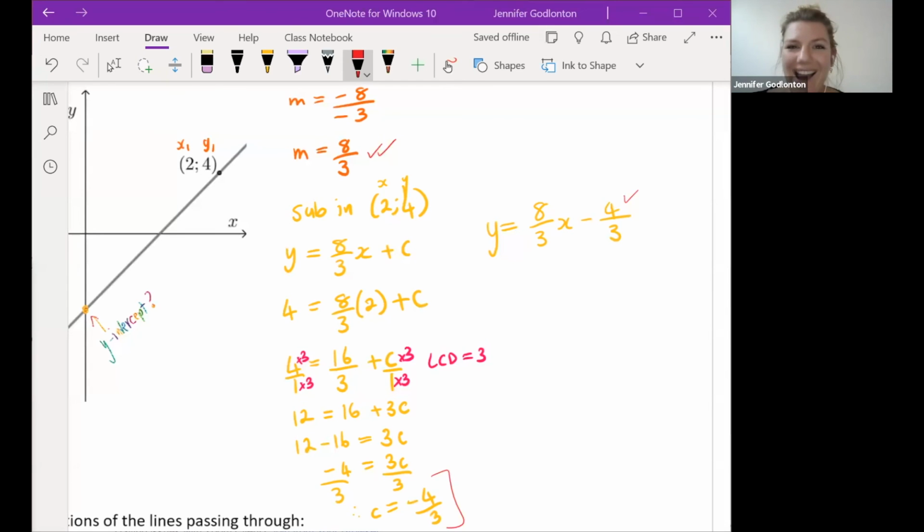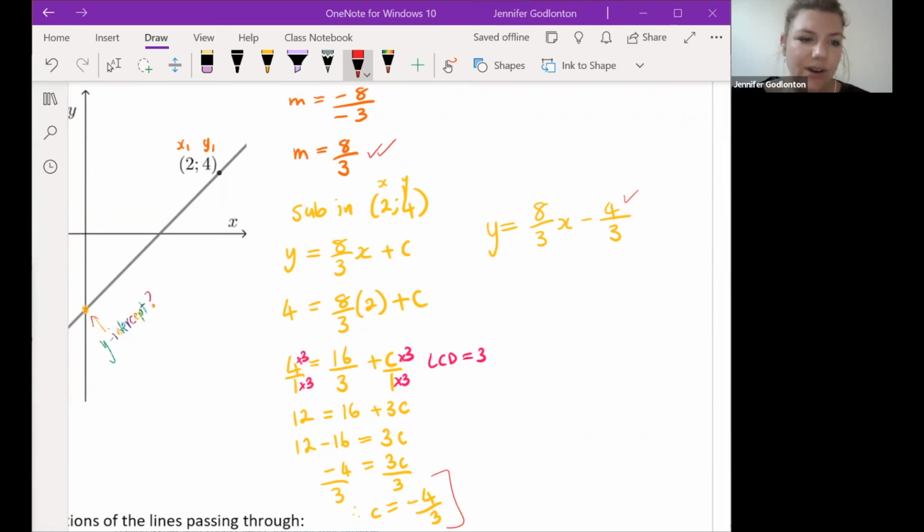Hi, ma'am. So I got the final answer, but I did mine a little bit different. I didn't drop down. I didn't use the LCD method. I just subtracted 16 over 3 on both sides. Totally fine. 100% fine. Because you can use your calculator. That's 100% fine.